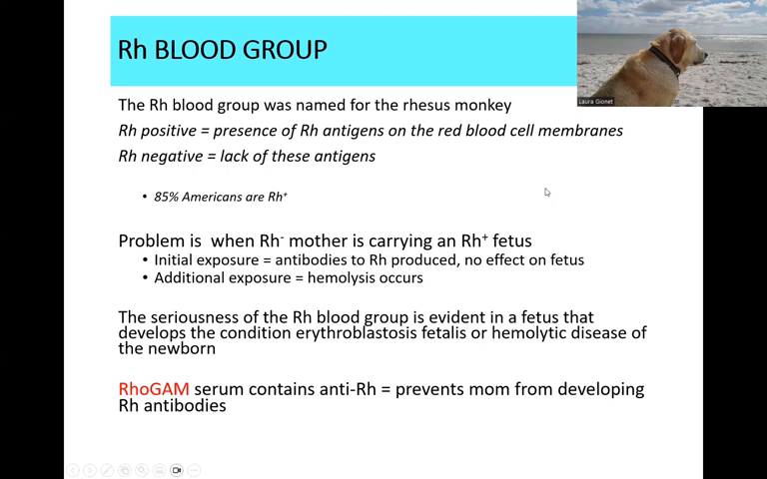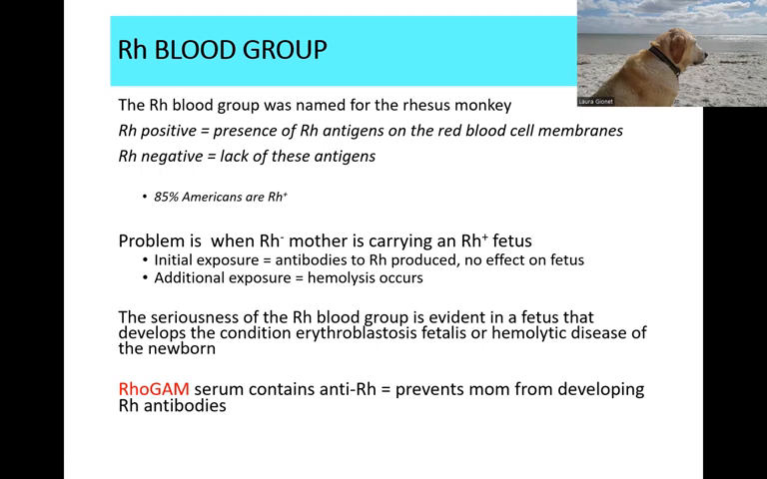And you can do that through what's called a titer. You can take a specimen of blood and perform tests to determine if she has any Rh antibodies. Because if she does have these antibodies, they can actually cross the placenta, attack the fetal blood, and actually lead to death.